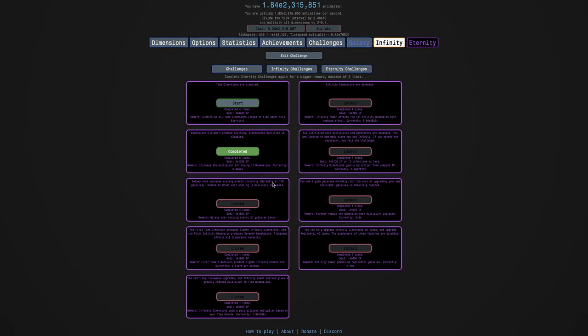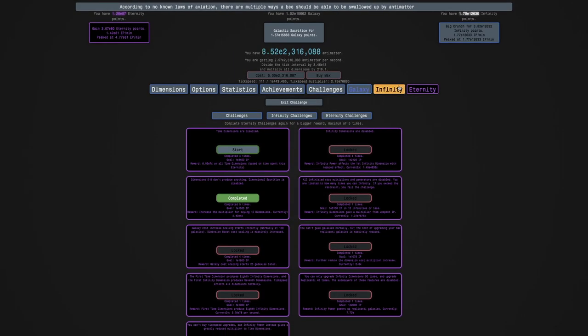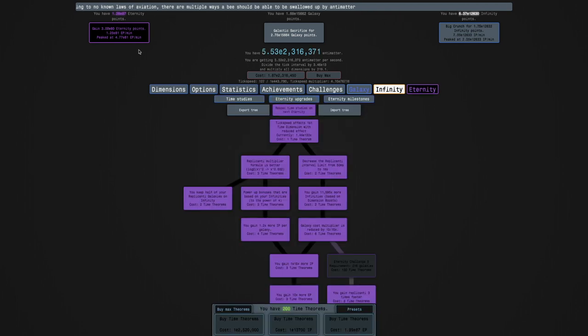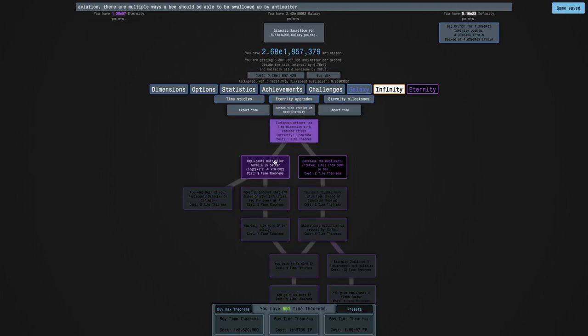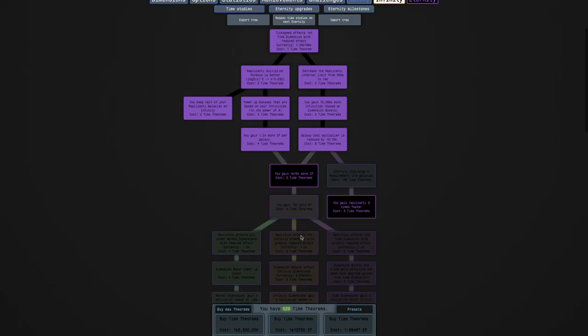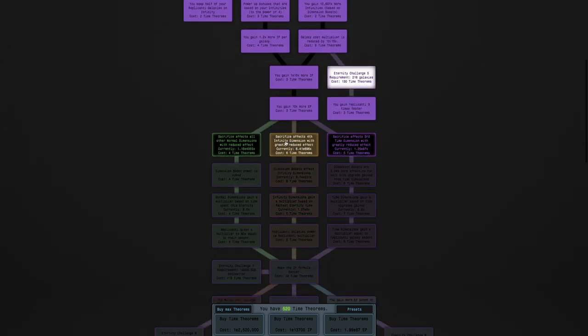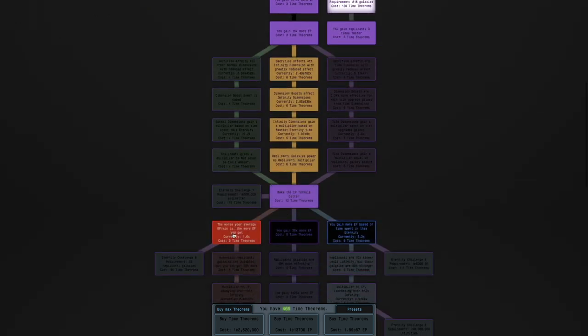What is this? Galaxy cost increased scaling starts instantly. Let's just go Infinity Dimension active for this. So I don't even need to press R this whole time here. And we have enough time theorems to just get everything we want.